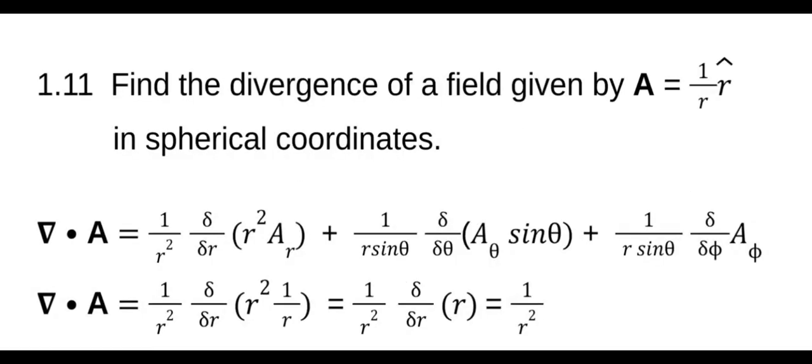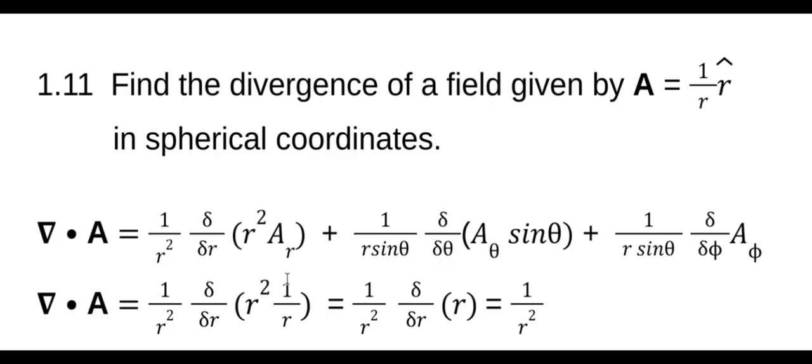Okay, and here's the problem in the section on Gauss's law and derivative of the form. Find the divergence of a field given by vector A is equal to 1 over r in r hat in spherical coordinates. Okay, so here's the mess that we went through to come up with this, right? So you see that there's only one part of this that has anything to do with r, which is the first part, okay? Because the partial of this with respect to theta or phi is just 0.